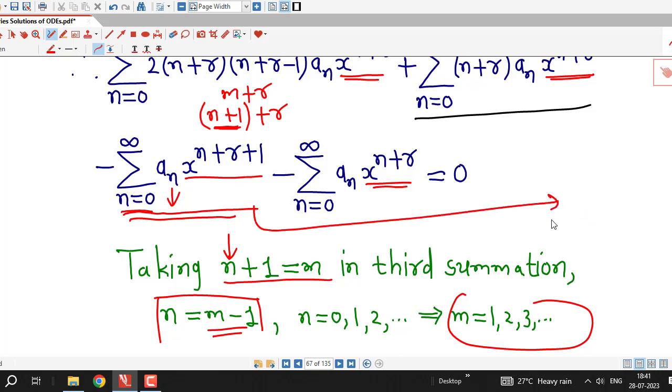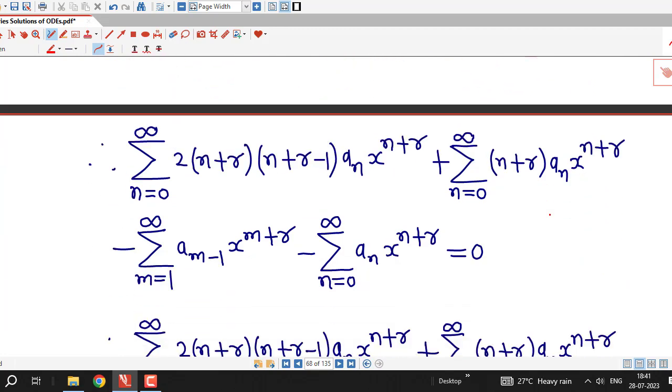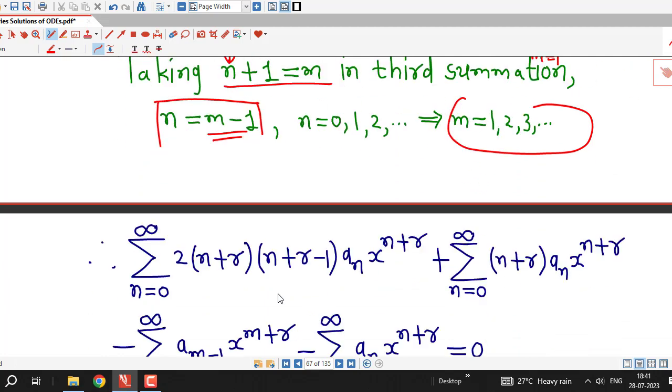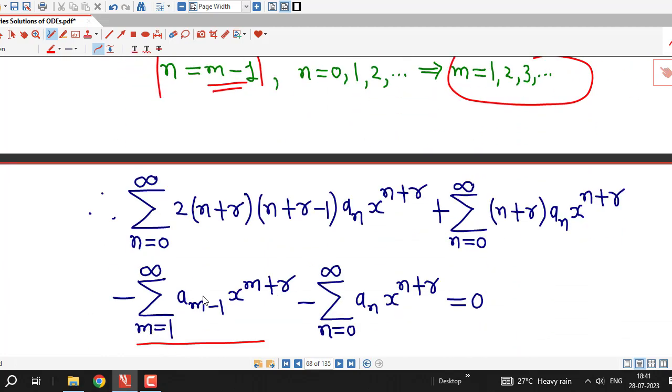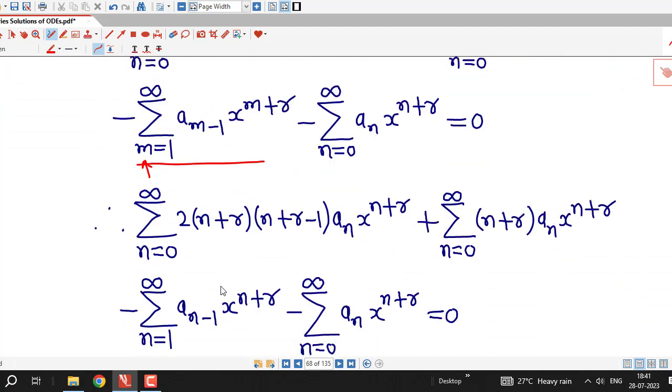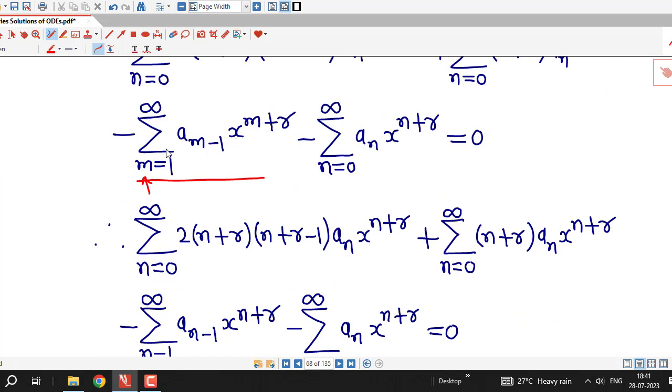So after changing we will have sigma a suffix m minus 1 x raised to m plus r, m equal to 1 to infinity. That is the only change in that step, which I have written here: a m minus 1 x raised to m plus r, m equal to 1 to infinity. And now this is a dummy index. Instead of m, again I can replace m by n because it is a dummy index. So in the next step I have replaced this m by n in this summation, and the rest of the things are as they are.